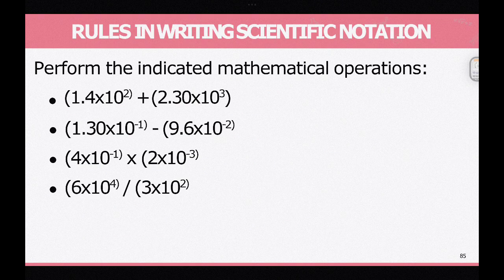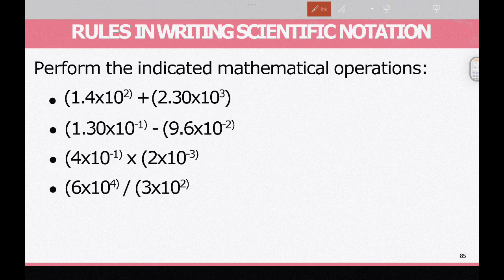Now, let's try this one. Perform the mathematical operation. So first, we have to convert it into a standard form. Now, in a standard form, you go from scientific notation to standard form. So the rule here will be changed. So, in standard form, when we move to the left, the integer will be positive, and then if we move to the right, the integer will be negative.